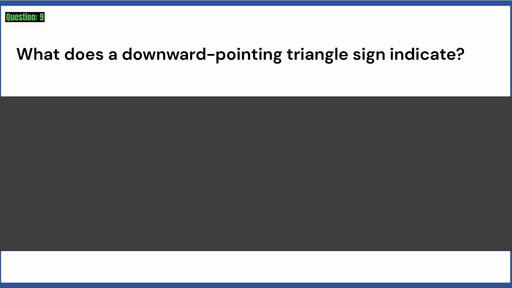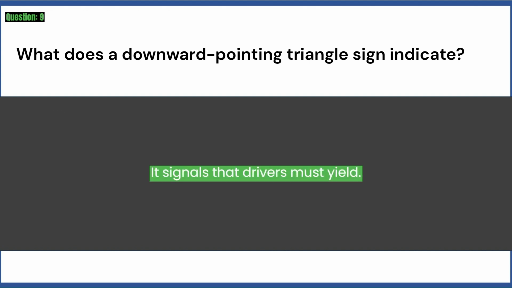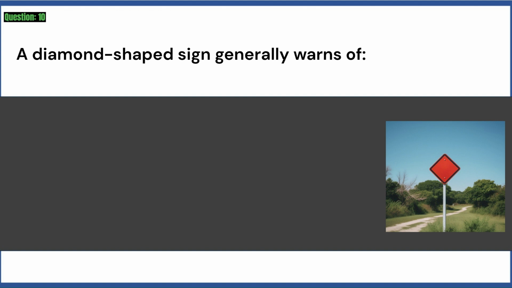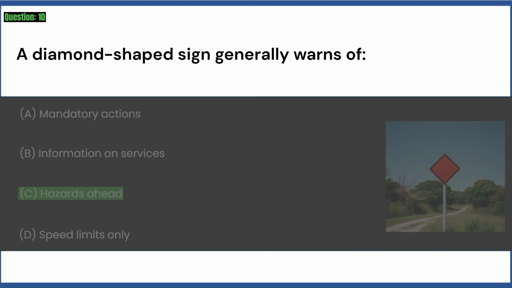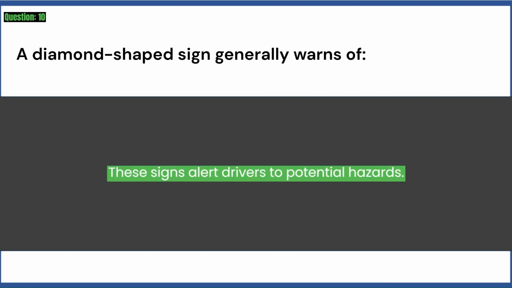What does a downward-pointing triangle sign indicate? A. Stop. B. Information. C. Warning. D. Yield. Answer, D. It signals that drivers must yield. A diamond-shaped sign generally warns of A. Mandatory actions. B. Information on services. C. Hazards ahead. D. Speed limits only. Answer, C. These signs alert drivers to potential hazards.